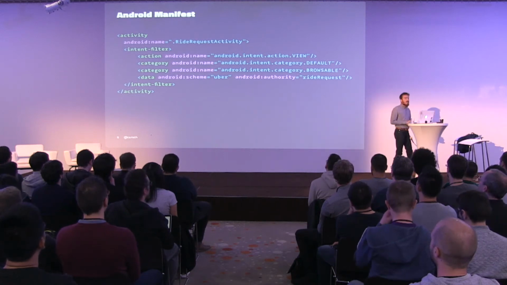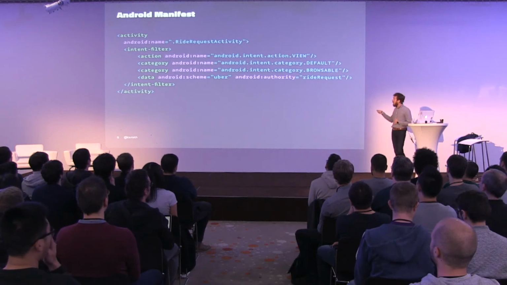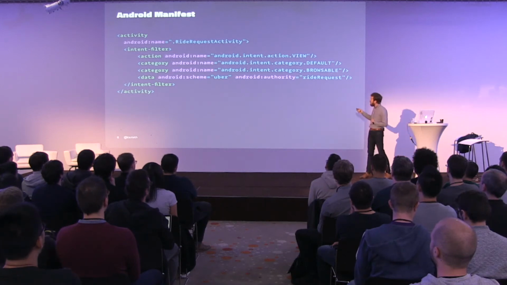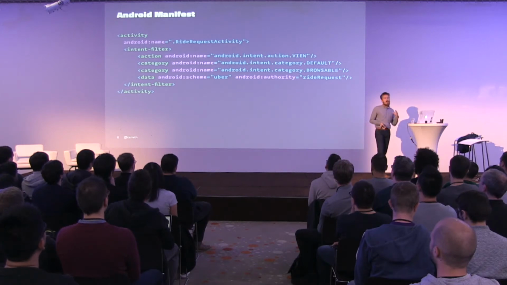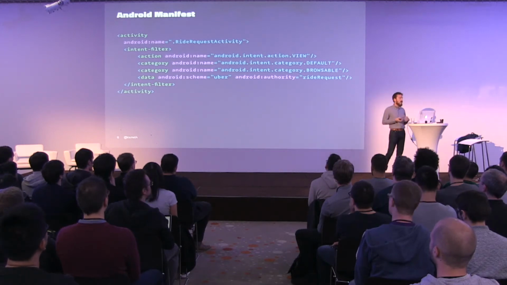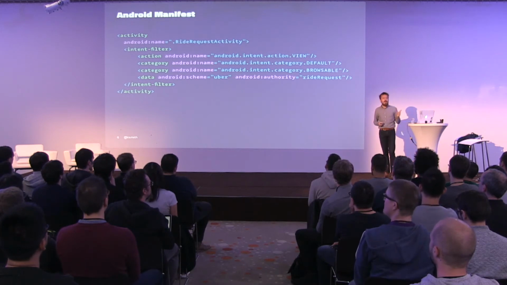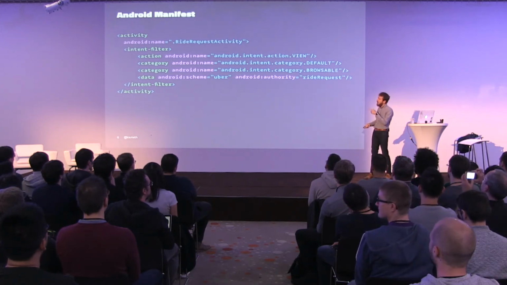Now, here we're specifying the authority as ride request again. You'll see that I noted the activity is the ride request activity. This is just doing a single responsibility, where in this case, we have a tightly scoped deep link that has a single activity.